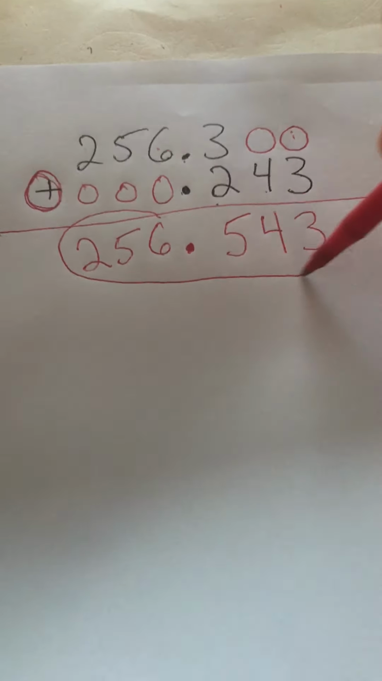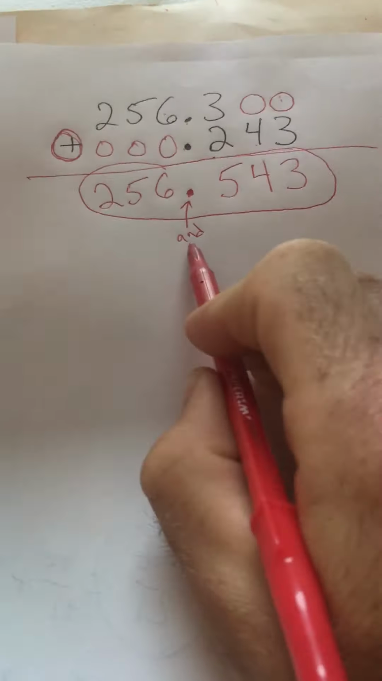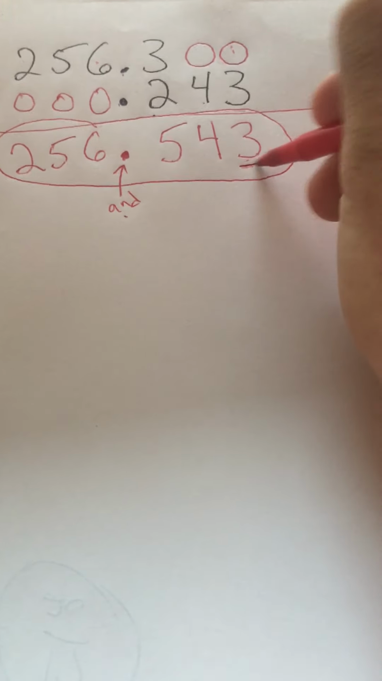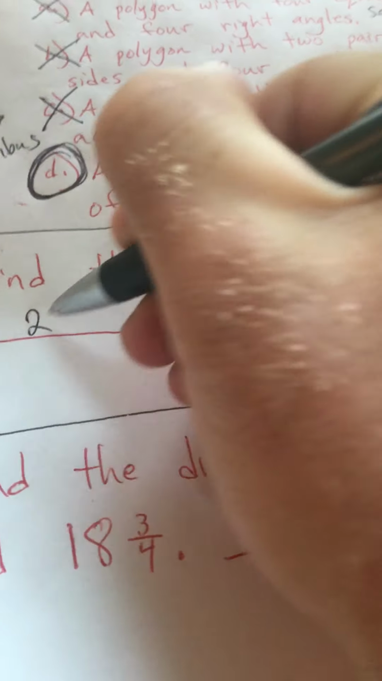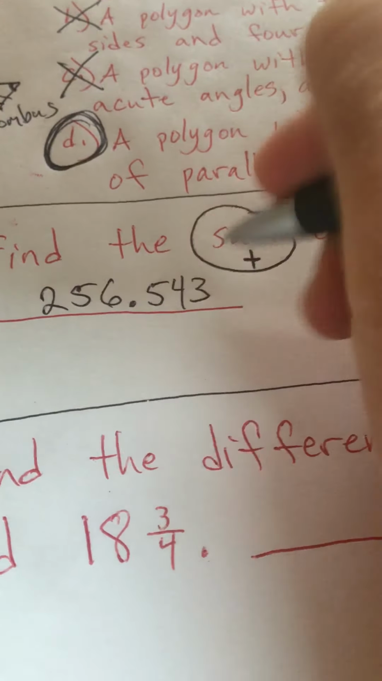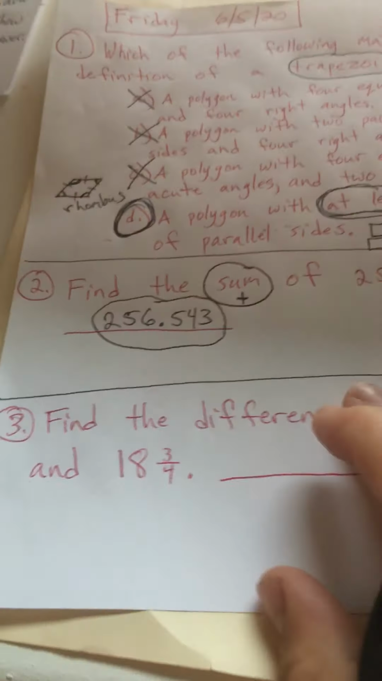So the answer here, we found the sum of those two numbers. It's 256 and, say and at the decimal point, 256 and 543 thousandths because it lands in the thousandths place. Okay, so let's write it here. 256 and 543 thousandths is the answer to this problem. Give yourself some snaps. Nice work on that. Sorry about the lighting in the video, but you guys are doing a great job.